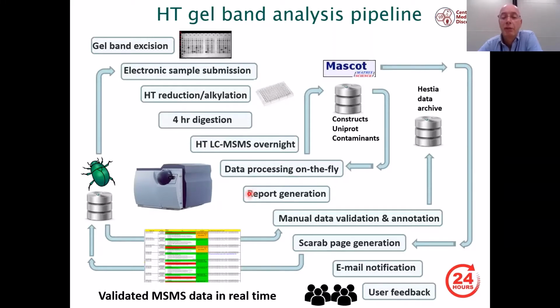We can then generate a report, and in the Centre for Medicines Discovery, we will do manual data validation and annotation. This is what it will look like. This goes into our electronic lab notebooks, and the users will then be notified by email that that data is there for them to have a look at. So what we're able to do with this system is generate validated MSMS data effectively in real time. I mean, you can get this data in less than 24 hours. At least you could before we had the COVID epidemic.